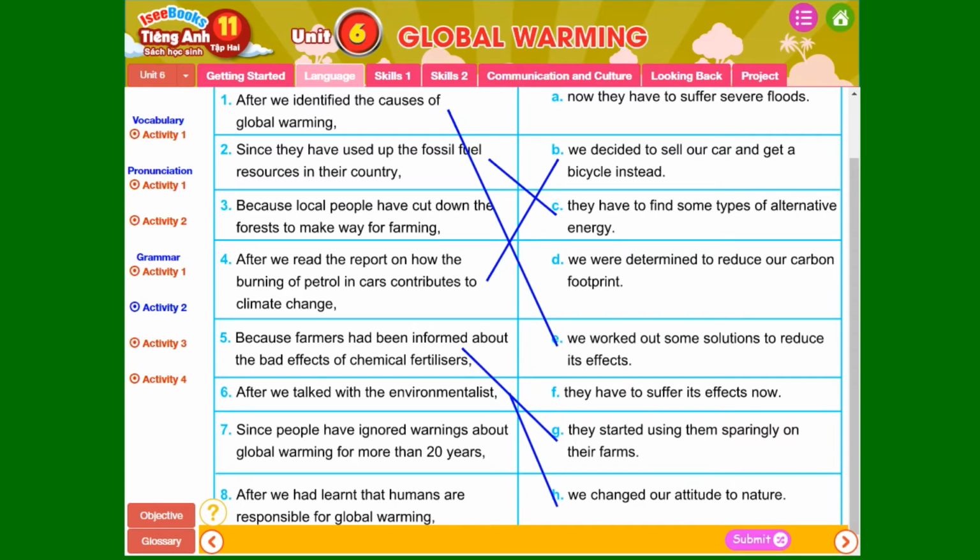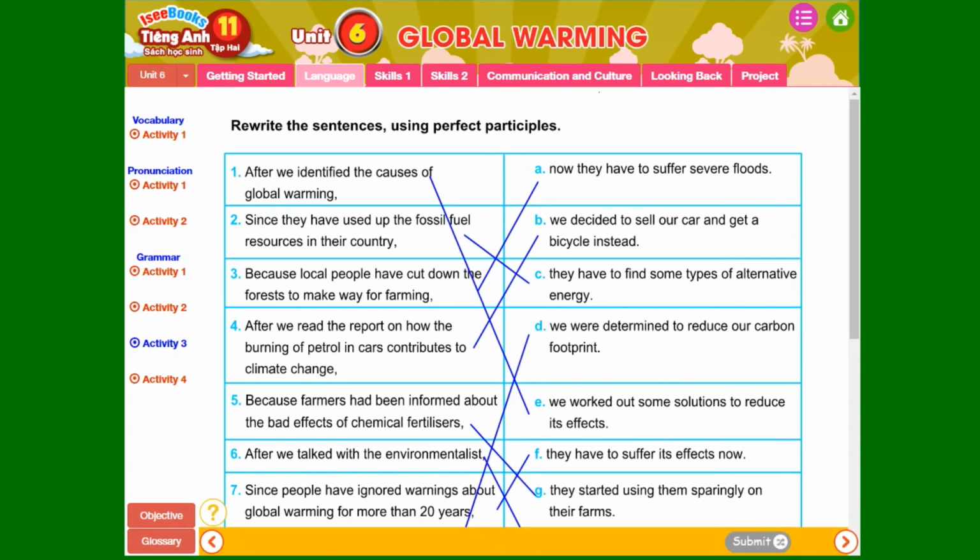7. Since people have ignored warnings about global warming for more than 20 years, so number 7 is with F. They have to suffer its effects now. And 8. After we had learned that humans are responsible for global warming, so number 8, we match with D. We were determined to reduce our carbon footprint. Rewrite the sentences using perfect participles. Now, having identified the causes of global warming, we work out some solutions to reduce its effects, for example, so you rewrite.